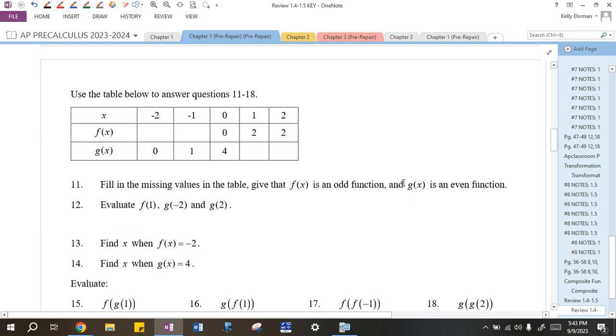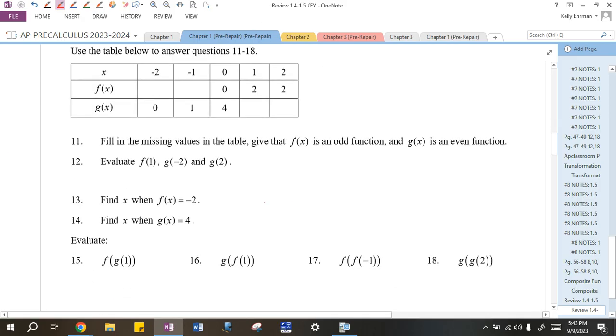Tables. This can get confusing, right? So we need to practice working with tables. They'll be all over our AP test. We use them all year. We're using this for questions 11 through 18. So fill in the missing values of the table given that f of x is an odd function and g of x is an even function.